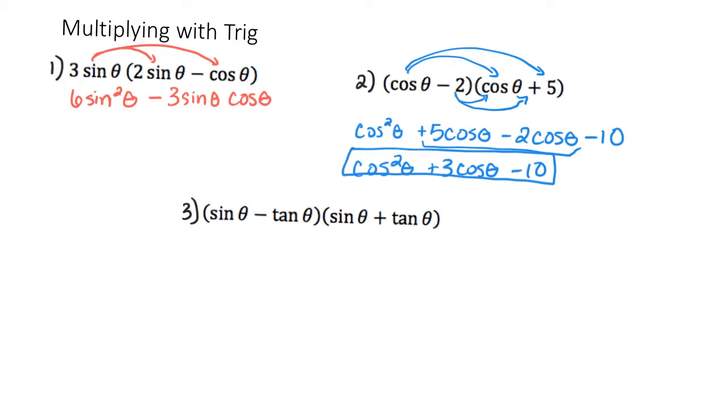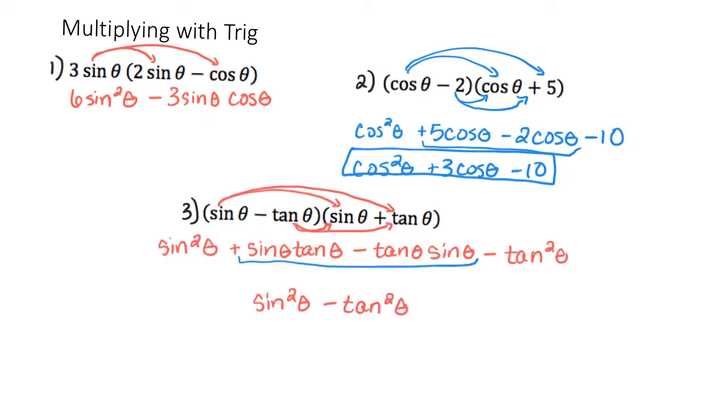All right, pause the video and see if you can try number 3 on your own. Okay, for this number 3, I distributed the sine of theta. So sine times sine is sine squared. Sine times tangent is sine of theta, tangent of theta. Then I distributed my negative tangent of theta and got minus tangent times sine minus tangent squared.